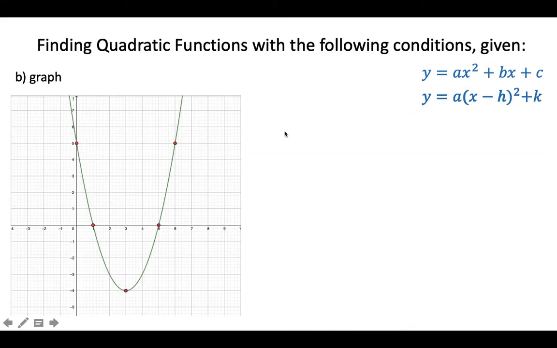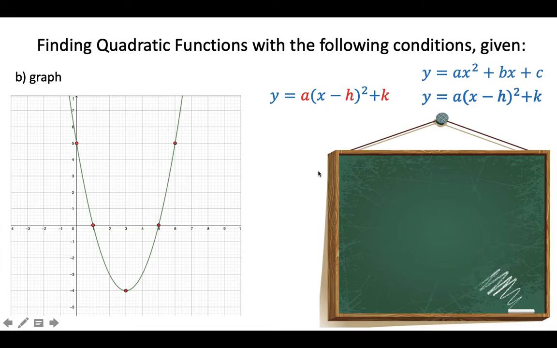Okay, how are we going to find the quadratic function given the graph? In this case, we're going to use the vertex form. I highlighted the a, h, and k because we're going to find them, as well as the x and y.